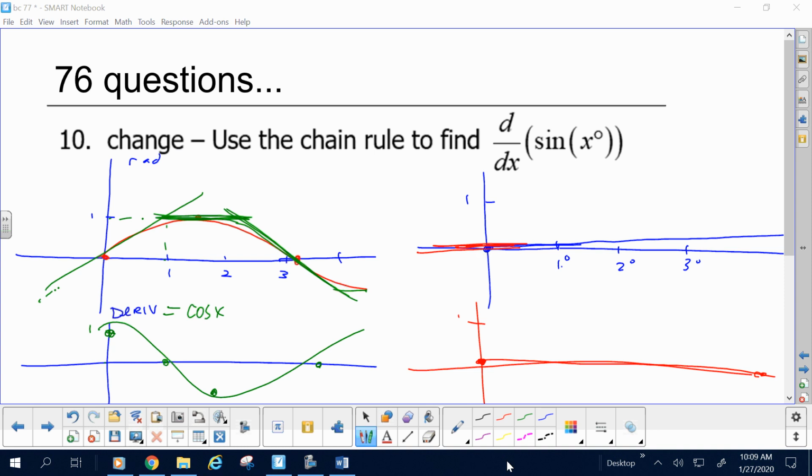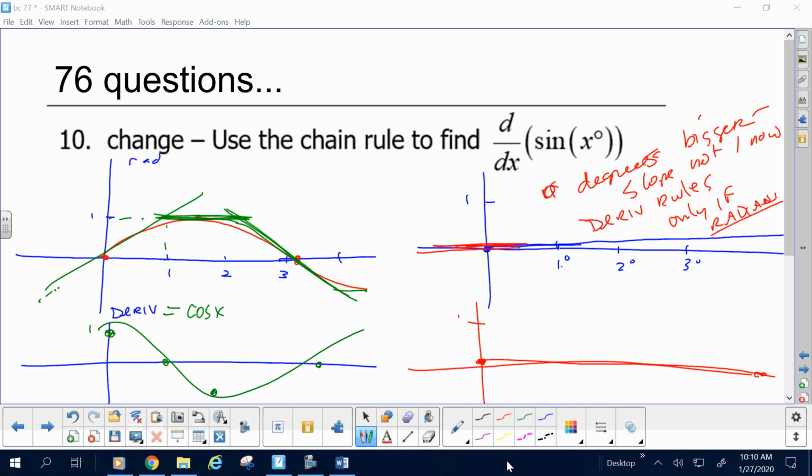Now then, the idea is if our degrees are a totally different magnitude of numbers, they're way too big for that slope to be 1. Slope is not 1 now. And that's why the derivative rules that we have studied have to be in radians. It does not hold true that the sine derivative is cosine if it's in degrees. Only if radians.